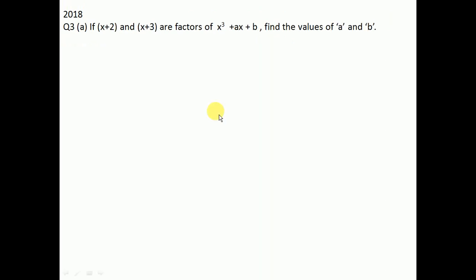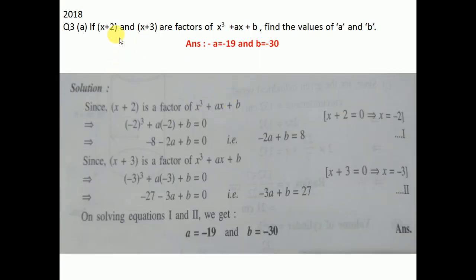Now, 2018, similar type of question. x plus 2 and x plus 3 are the factors of this. Right? Once again, try on your own. See, this is a complicated question, among the most complicated questions. Put x is equal to minus 2. You got one equation, it is minus 2a plus b is equal to 8. Now x plus 3 is a factor, so put x is equal to minus 3. You got one more equation.